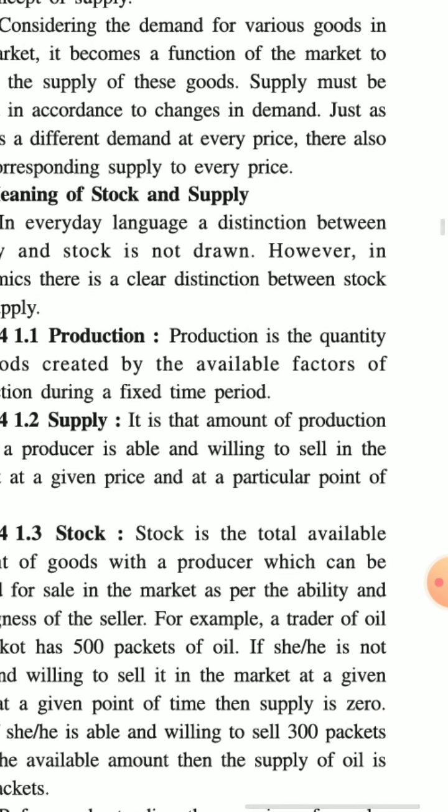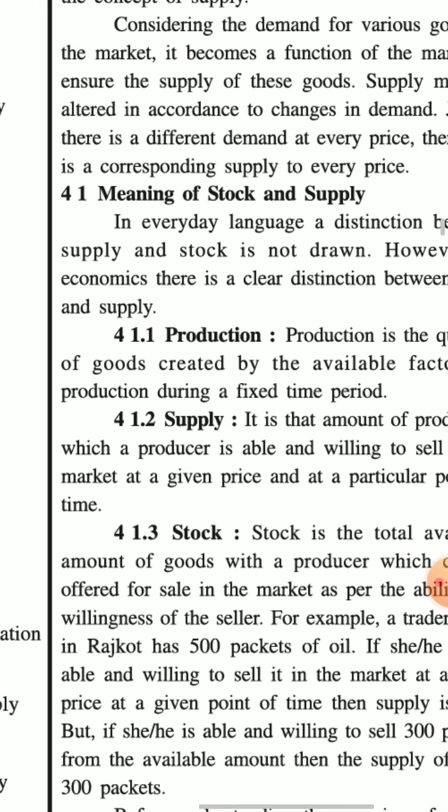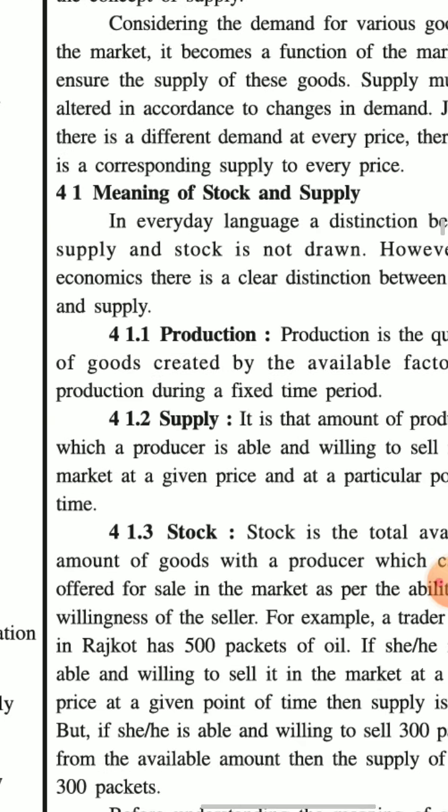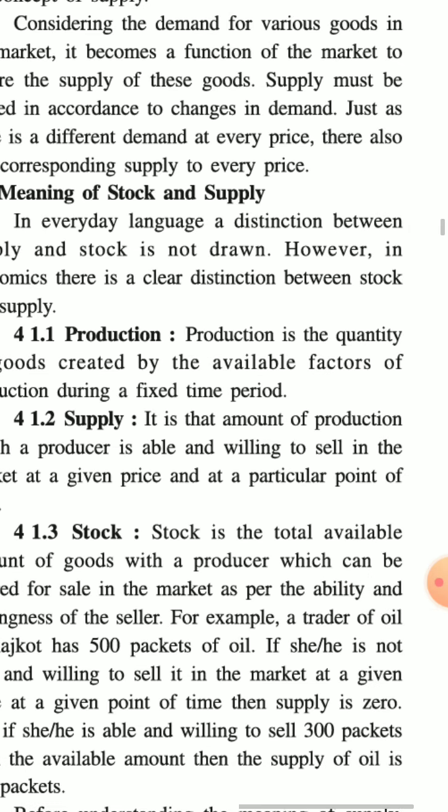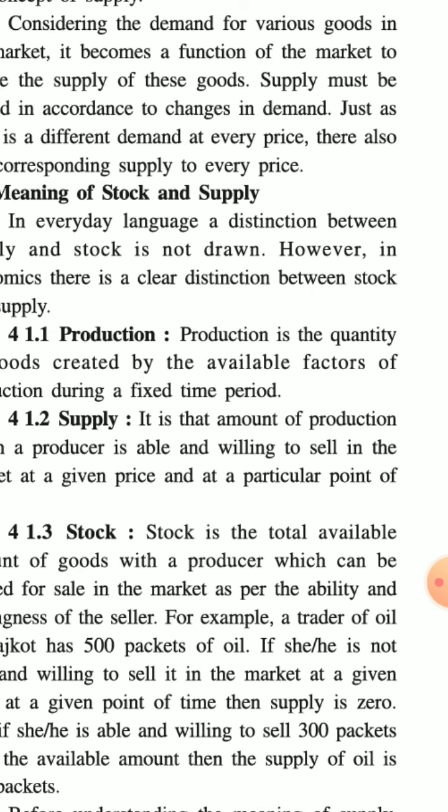What is production? Production is the total quantity of goods that is created by the available factors of production during a fixed period of time. Whatever you have at that time, you use all those raw materials and you produce.